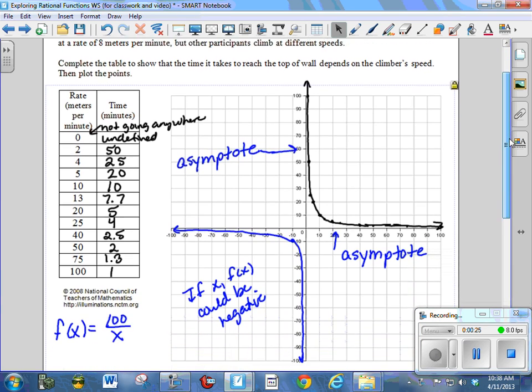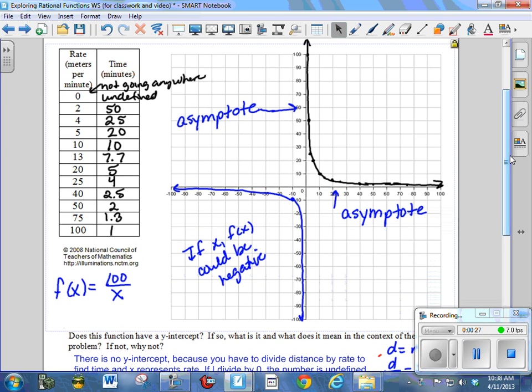So you notice here that at various rates it would take various amounts of time. At 0 meters per minute, we're not going anywhere. So really time is undefined. But you might think, well, wouldn't that just mean 0 minutes if it's 0 rate? No, because you're saying how long does it take to climb the wall? Well, if you don't go at all, it would take an infinite amount of time to climb the wall, not 0 amount of time to climb the wall.